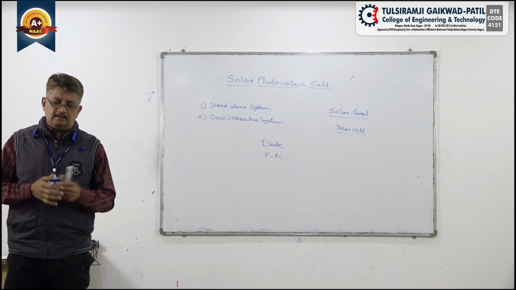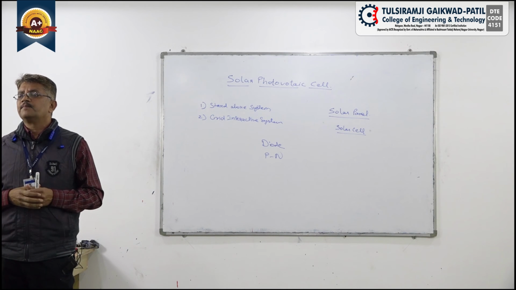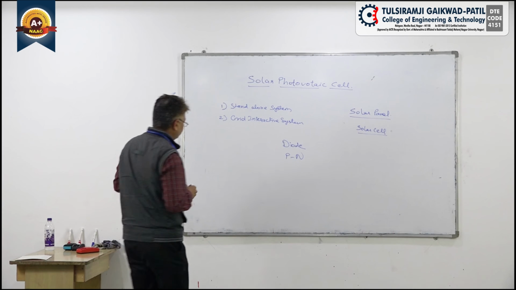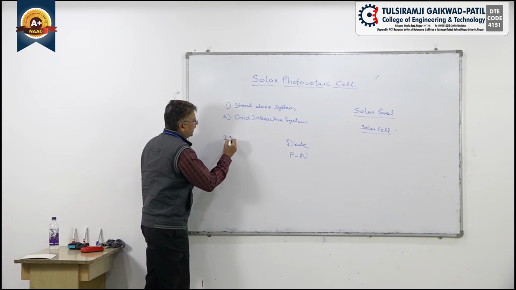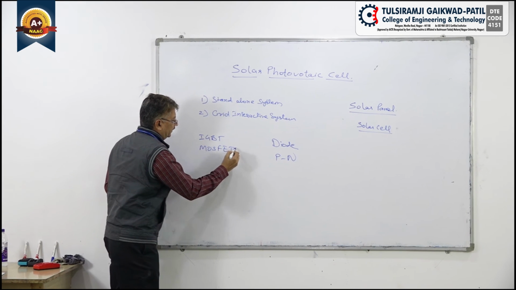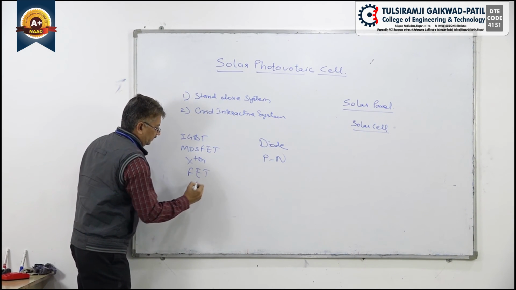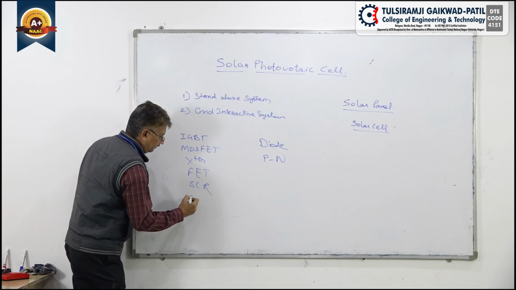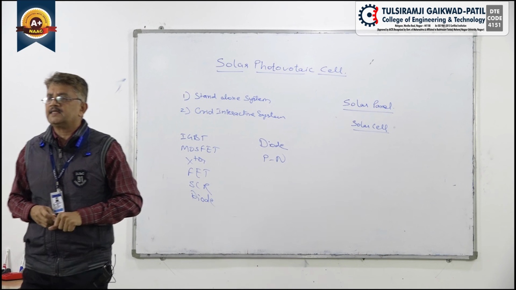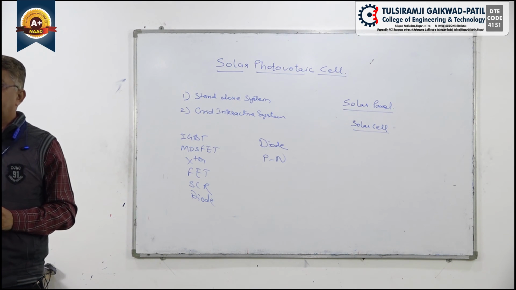Whenever we are manufacturing any type of electrical or electronic gadgets or components, generally we are dealing with semiconducting devices, meaning components which we can classify as, suppose, IGBT, MOSFET, then transistor, FET, then SCR, then we have a diode. All these components used in any type of electronic or electrical circuits are made up of semiconducting material.